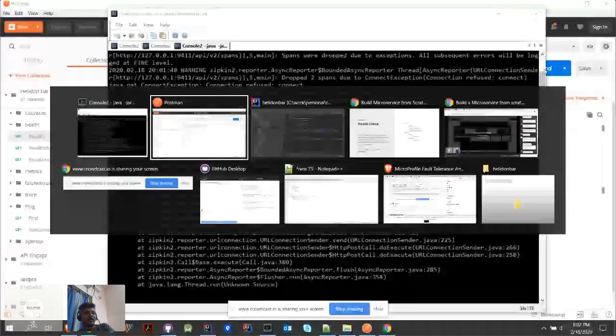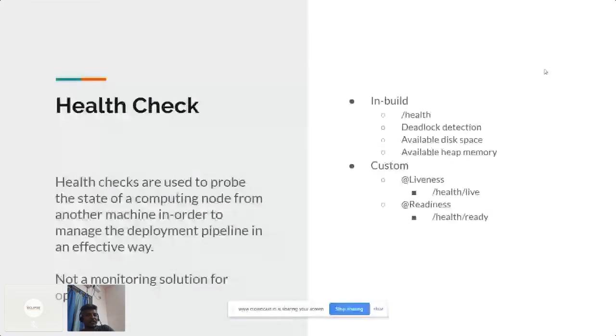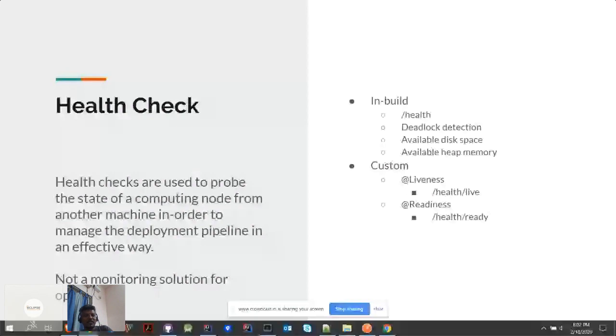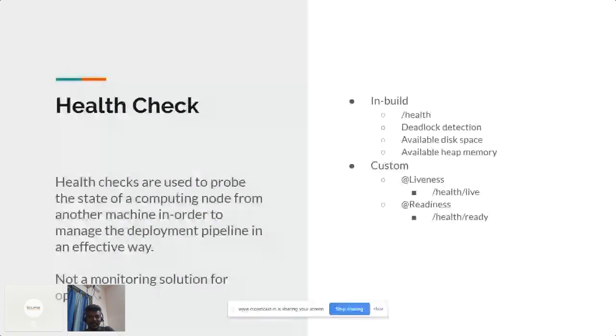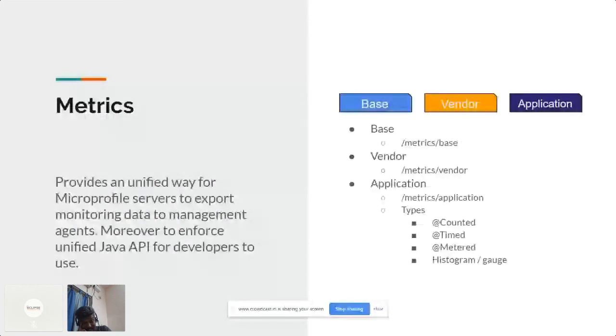So this is how you can provide the health check for your microservices. If you see the code, it is so simple and straightforward. The next topic is metrics. This specification offers a unified way for the MicroProfile servers to export some monitoring data to the management agent. It's mostly for developers to follow some uniformity across all the microservice development, so they can depend on a few concrete REST endpoints to check the metrics of the application.